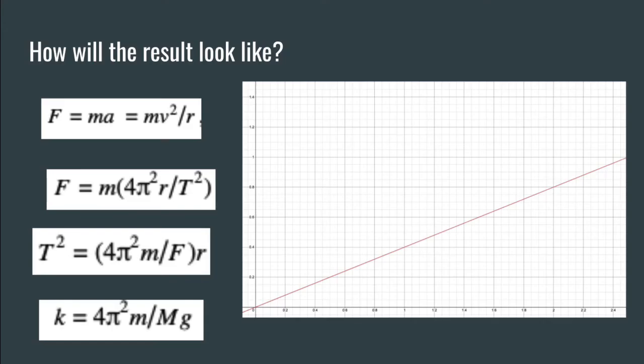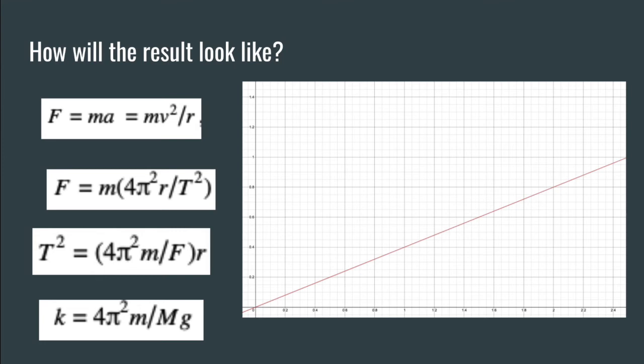By substituting the formula for acceleration in circular motion with the process presented on the left, we can derive the final equation of T squared is equal to a constant k times the radius of circular motion. As shown in the equation, T squared and r have a direct relation, and therefore we can expect the following graph when the y-axis is plotted as T squared and the x-axis is plotted as L of the string.